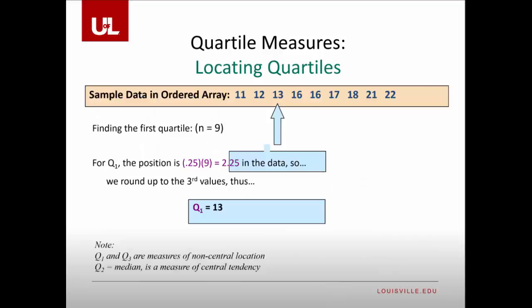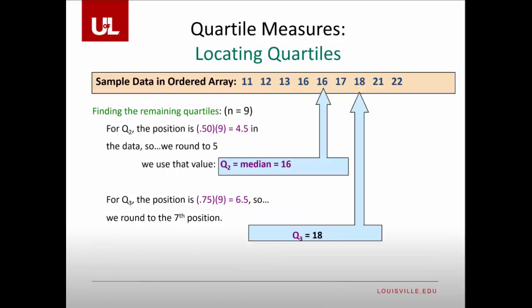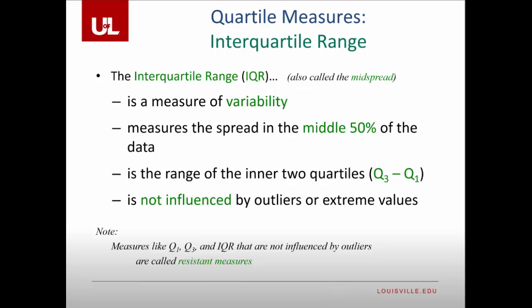Here's one example. We have 9 observations, so we want to find the 25th percentile. We're going to do 25% times 10, which is going to be 2.5, in which case we're going to round up to 3. In the third position is the number 13. We do the same thing for the third quartile. So we're going to multiply 75% times 9, and we're going to get 6.5, sorry. So we're going to round up to 7, and in the 7th position is the number 18.